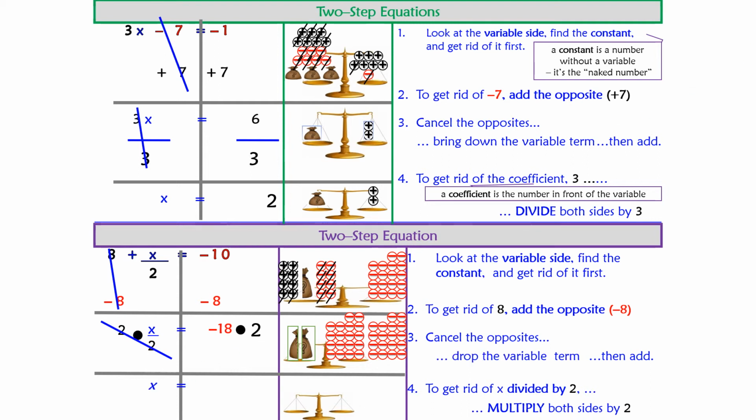Now to do some math on the right-hand side, we're going to take that negative 18 and multiply by a positive 2, and we're going to get negative 36.